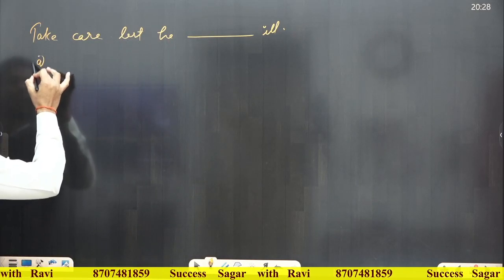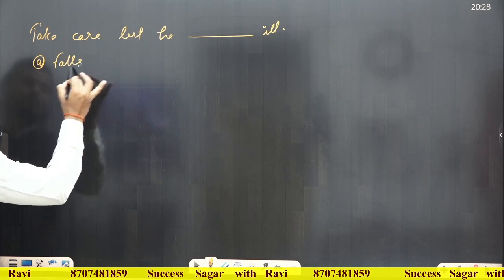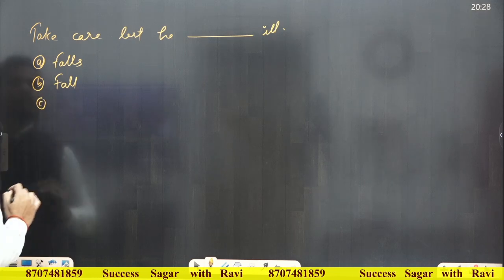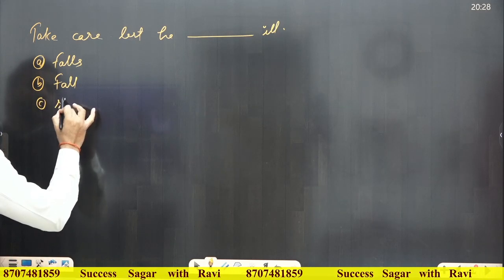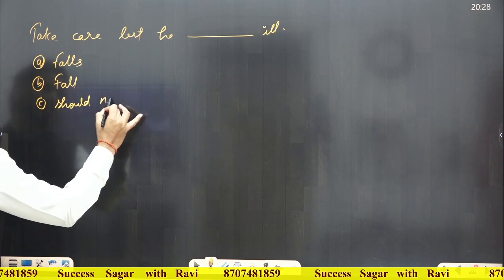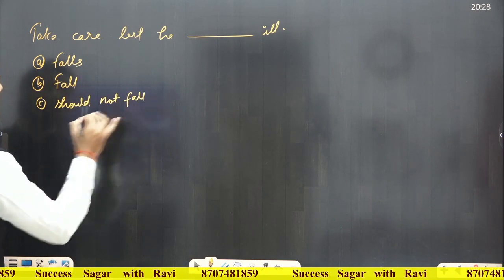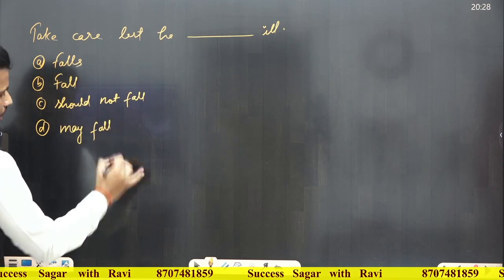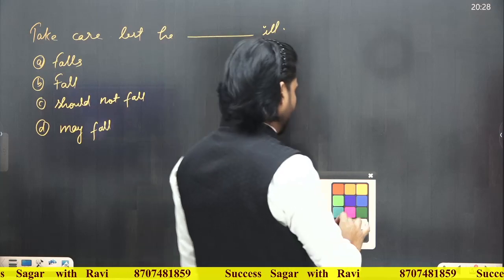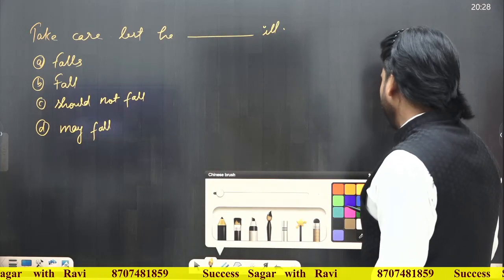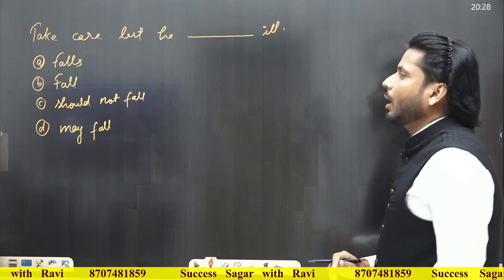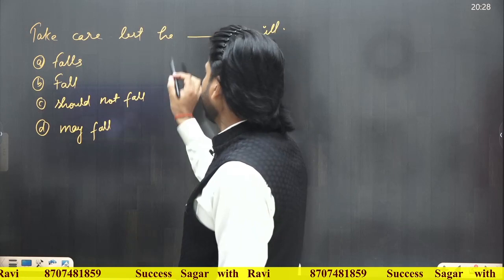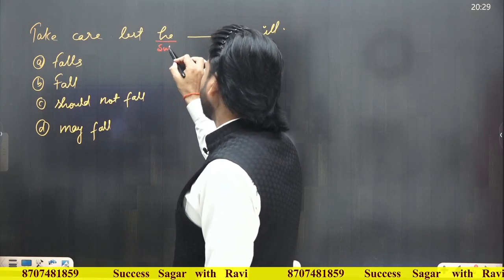The options are A, falls, B, fall, C, should not fall, and D, may fall. These are the four options that you have to choose. One of them is correct, and you have to answer which is the correct option. You may be thinking option number A is correct. As you can see, the subject is given over here. This particular subject is singular.